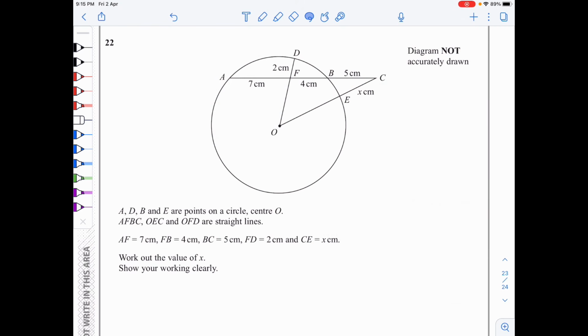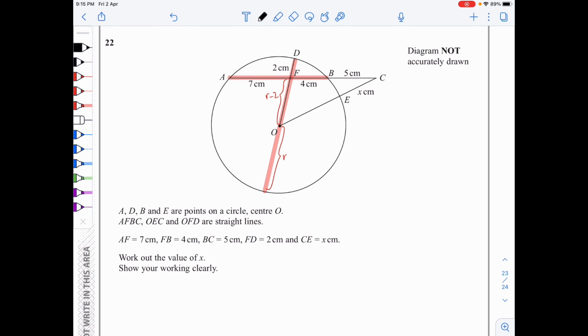In question 22 here, we're given points A, D, E lying on the circumference, C is lying outside the circle, F is a point of intersection of the two chords within the circle. So we need to find the value of x, which is this distance here. So what I'm thinking of is to start by applying intersecting chord theorems over here. This will allow me to determine the value of the radius r. So if this is r, this is certainly r minus 2.